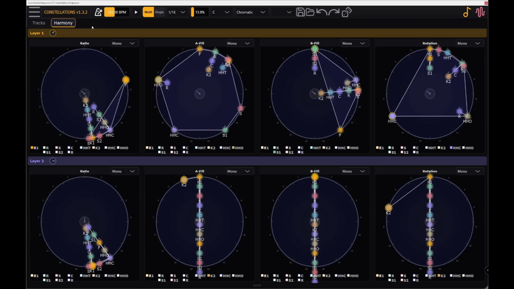Think of a color wheel, where colors sit at specific angles and relate to each other geometrically, complementary colors across from each other, triads at 120 degrees, and so on. Constellations applies that same geometric logic to your pattern parameters, density, fill, and rotation. That's what we mean by harmony in this plugin, geometric relationships between numeric values, not chords.